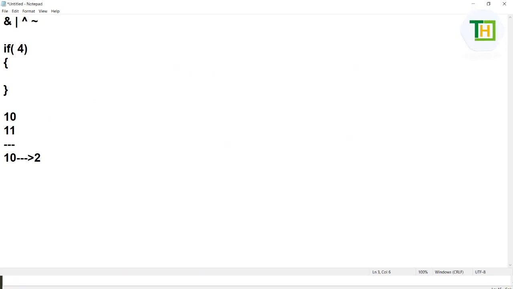For example, here the value is going to be 4 and 3. What is the binary value for 4? 4 is going to be 1 0 0, and 3 is going to be 0 1 1. Now I'm going to apply the bitwise AND operation. Then 1 and 0 is 0, 0 and 1 is 0, 0 and 1 is 0. Then it is going to be 0 here. That means if it is 0, that means false. Then the if block is not executed. It is going to the else block here.